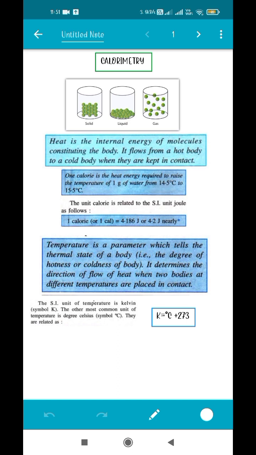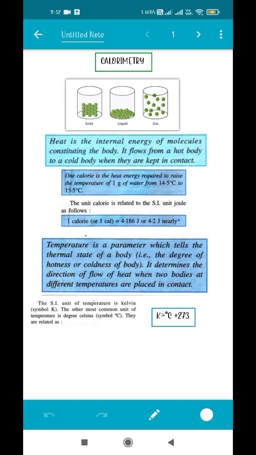Whenever these molecules get energy and they vibrate about their mean positions, they start moving to and fro, they start shaking, then the energy which is contained by these molecules is termed as heat. Heat is the internal energy of molecules which constitute the body. It flows from a hot body to a cold body when they are kept in contact.